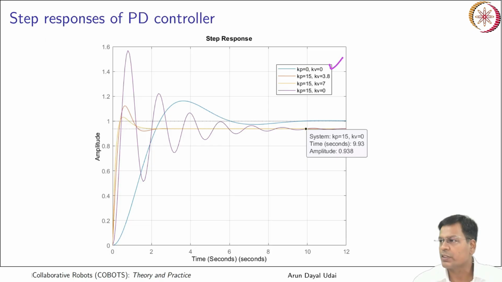This is the top one, which is here, that is kp is equal to 0, kv is equal to 0. This is my original system. Okay, the second one is here, that is kp is equal to 15, kv is equal to 3.8. So that is my red one that comes here. Okay, so you see it has overshot quite high, and it got a little bit of oscillatory nature also. So that is what is not desired.